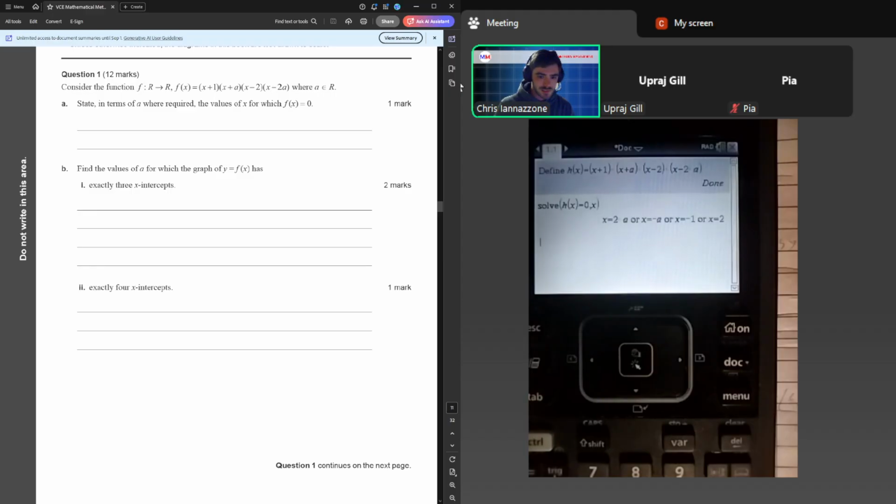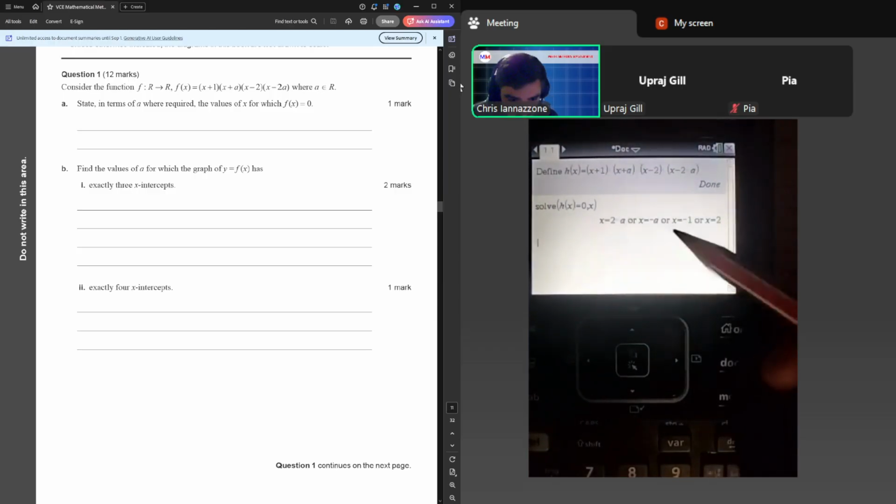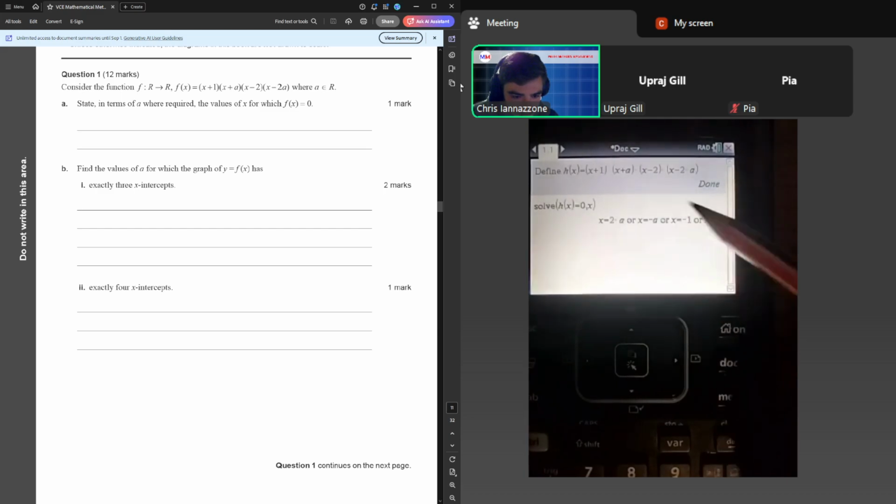If you force a to be any real number except 1, well, there are other ways of making 3 intercepts. The one that you were thinking of was if you force this second solution to be the same as -1, that's one way of getting 3 solutions. The other is forcing this one to be -1. The other is forcing this one to be equal to 2.